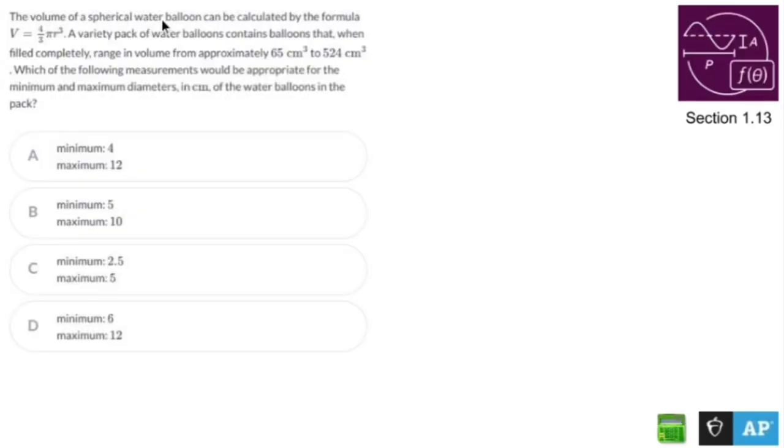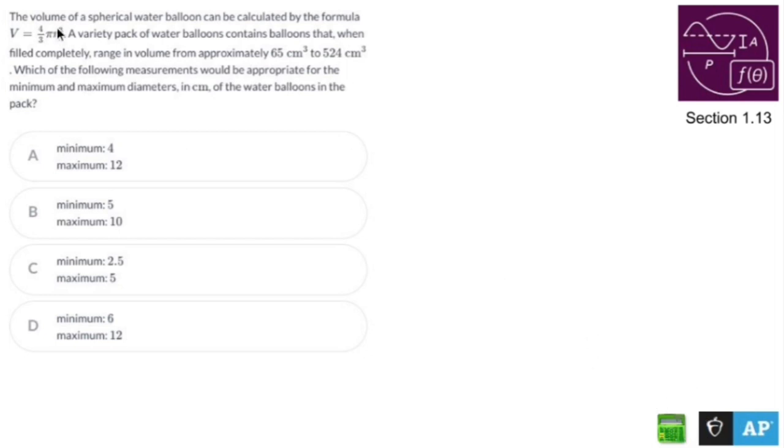The volume of a spherical water balloon can be calculated by the formula V equals 4/3 pi r cubed, volume of a sphere. A variety pack of water balloons contains balloons that, when filled completely, range in volume from 65 cubic centimeters to a maximum cubic centimeters. Which of the following measurements would be inappropriate for the minimum and maximum diameter?